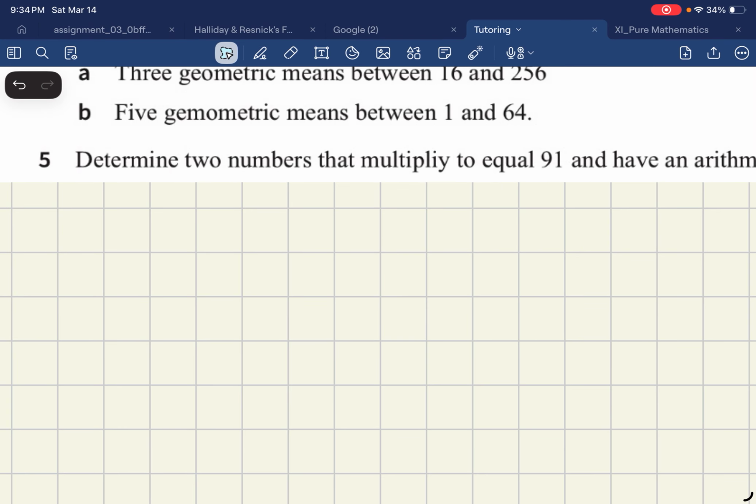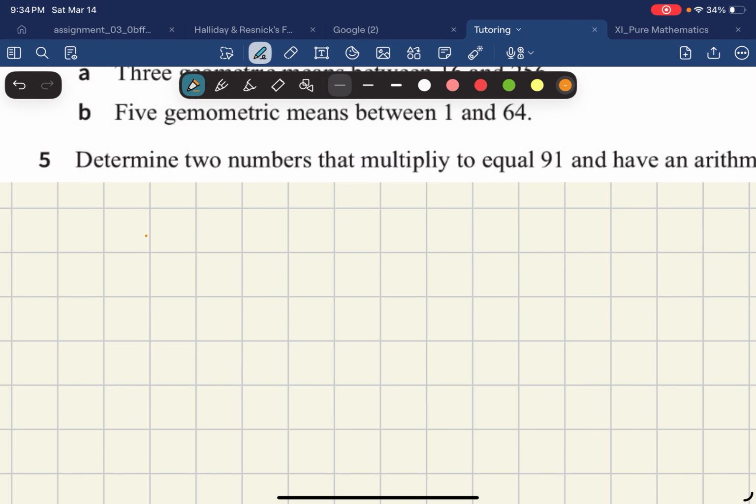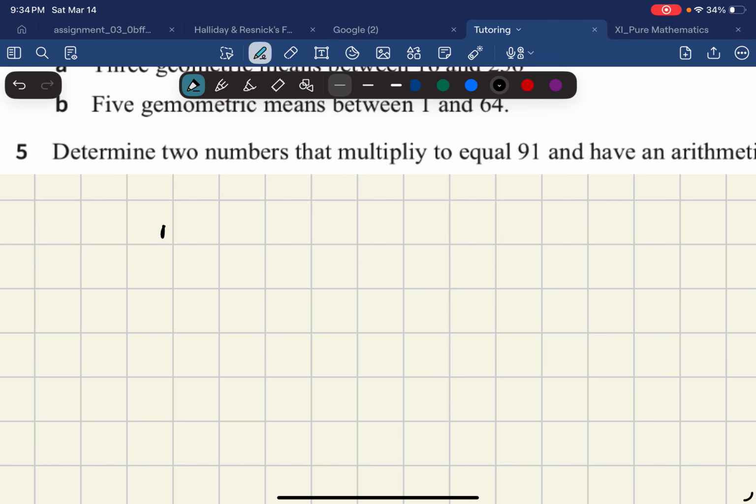In this video, we're going to go over arithmetic and geometric mean. So firstly, let's look at arithmetic mean. The arithmetic mean between two numbers.